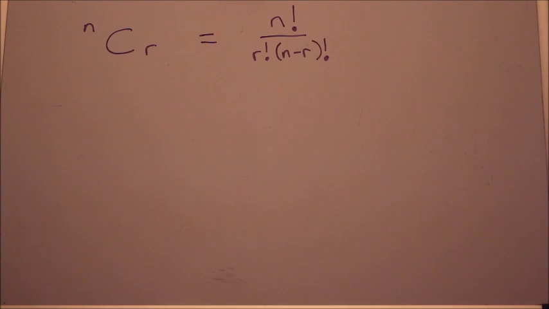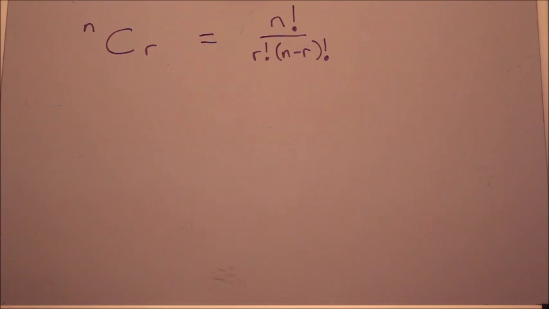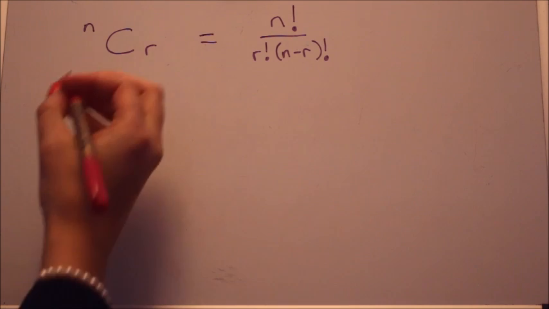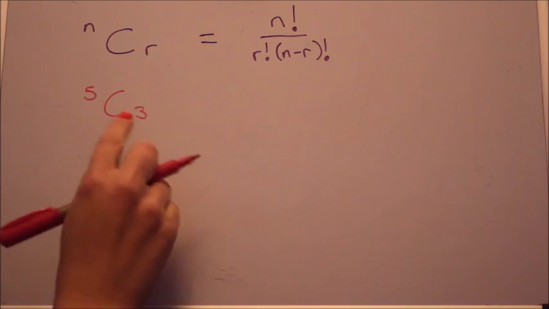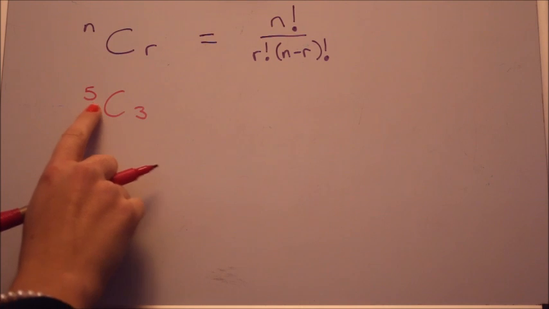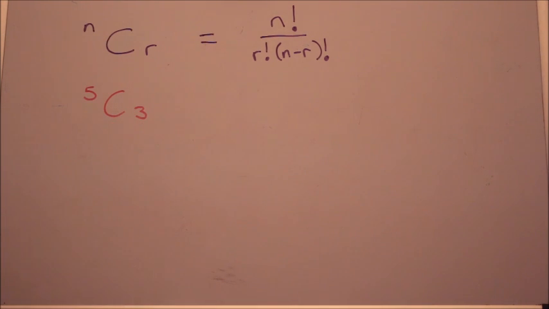Let's get started. I want to start by explaining this notation here. Now you might have seen this before. This nCr actually means how many ways there are of choosing a number of objects. So if we've got, for example, 5C3, that's if you've got 5 objects, and this will work out how many ways there are of choosing 3 of them.